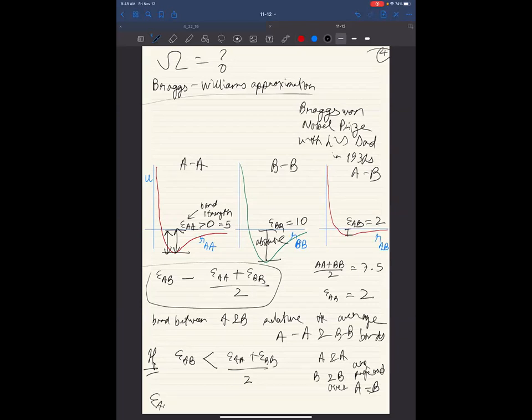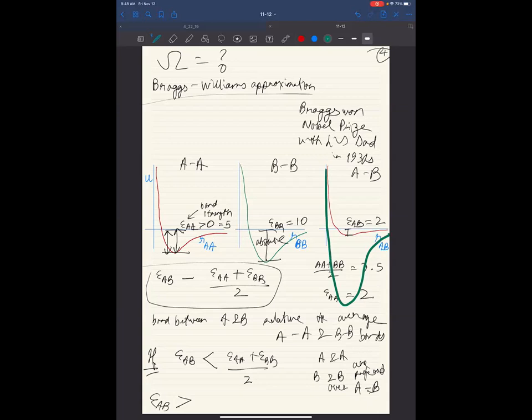However, if epsilon AB, if the bond between A and B was much deeper, let's make a very deep bond over here, which goes like something like this. In this case, forming an AB bond is just so much nicer that anytime you mix A and B, excluding entropy, you like to form A–B bonds. And I want to emphasize once again, this is purely looking at the potential energy. This would be valid at 0 temperature. At higher temperature, the entropy starts to matter.